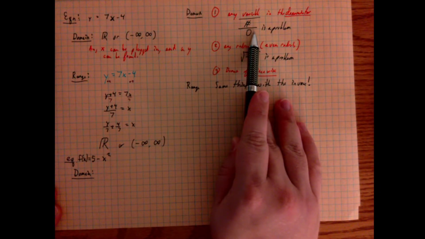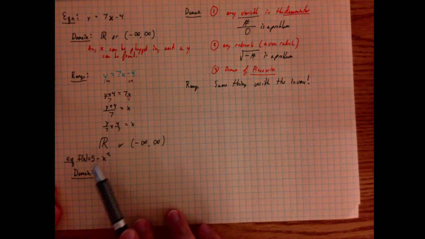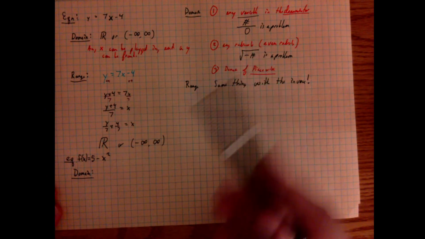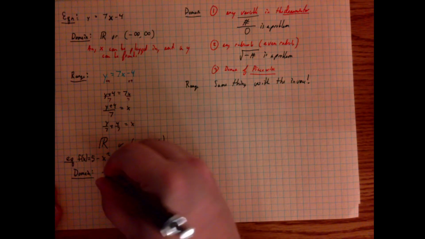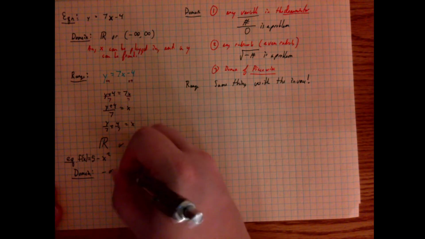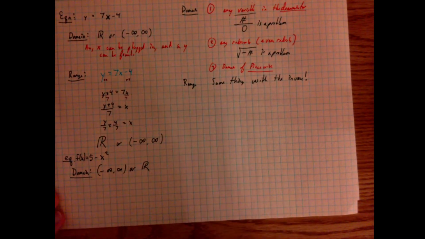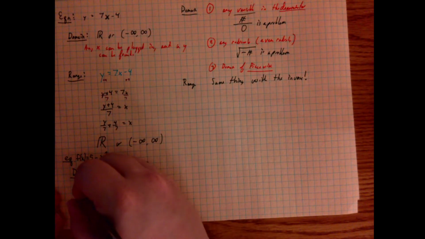Is there ever a time I divide by 0? No. There's nothing under 5 except a 1. There's nothing under x squared except a 1. Neither of those are zeros. So the domain appears to be from negative infinity to positive infinity, or all real numbers. But what about the range?